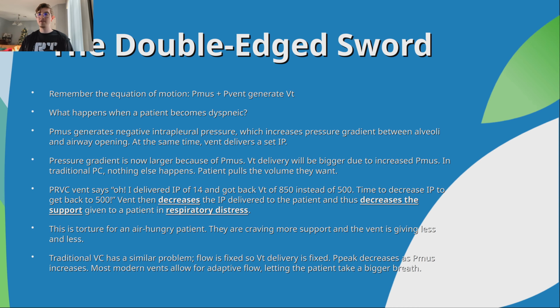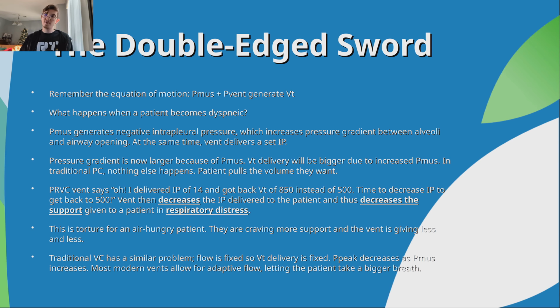This is going to increase the patient's oxygen consumption, their CO2 production. This is going to increase their work of breathing, right? This is going to cause all sorts of problems. They want more, the ventilator is giving less. This is way more dangerous than any other so-called disadvantage of PRVC or whatever. This is very, very bad, potentially.